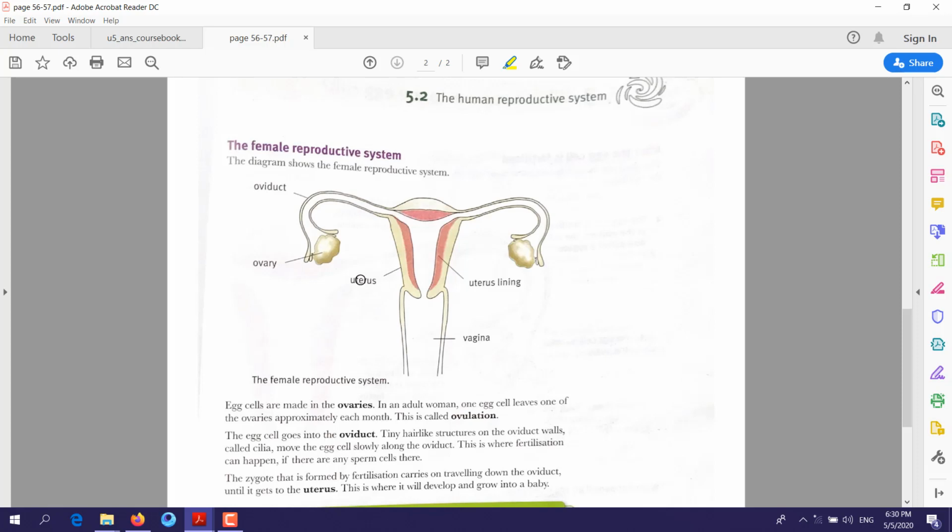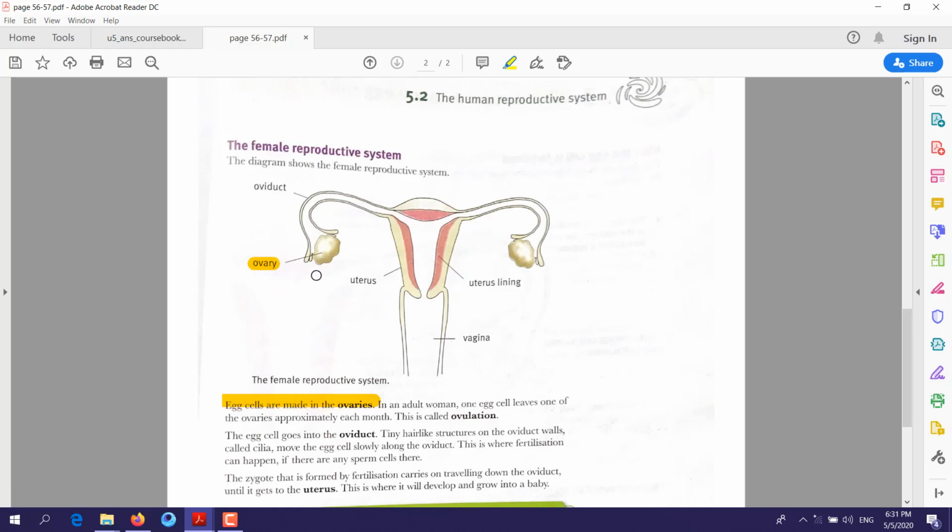The female reproductive system has the same function as the male reproductive system, but with some differences. In the male reproductive system, the main function is to make sperms. But in the female, there are no sperms. Instead of sperms, there are egg cells. Egg cells will be made in the ovaries.